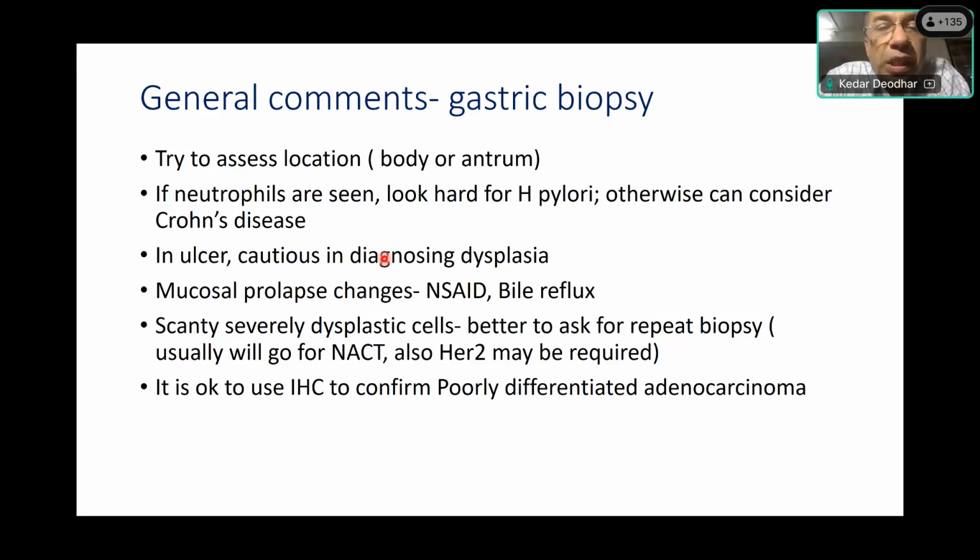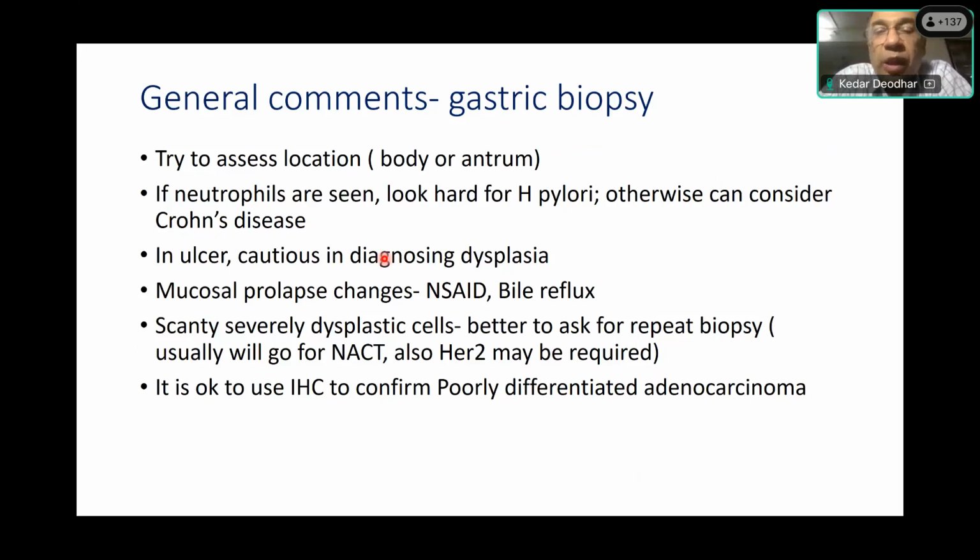If neutrophils are seen, look hard for H. pylori, because that is the dictum: H. pylori accompany the neutrophils or active inflammation. The experts believe that if we don't find H. pylori and we have a lot of active inflammation, then that may be a case of Crohn's disease. Just keep it at the back of your mind.